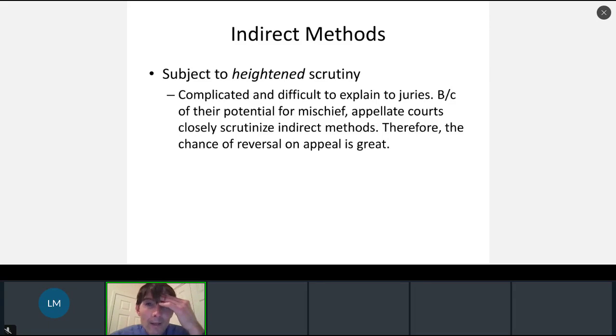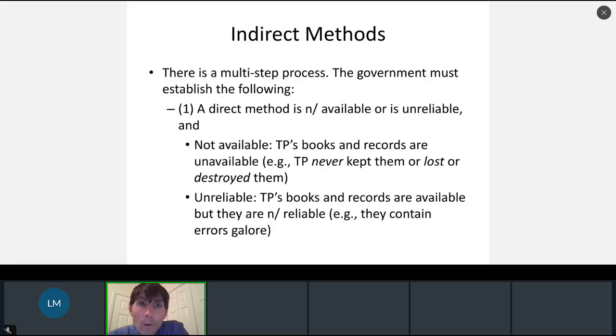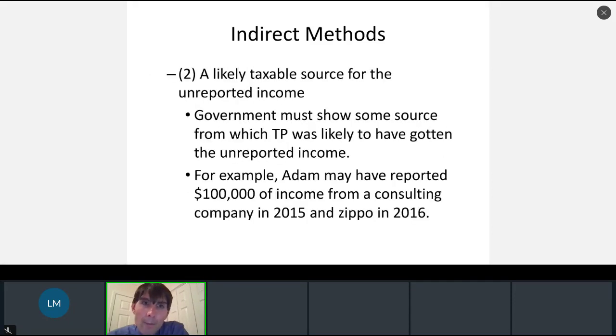It's easy to get lost in the weeds here, and so you can imagine how difficult it is on a jury. Because of their potential for mischief, appellate courts closely scrutinize indirect methods. Therefore, the chance of reversal on appeal is great. There's a multi-step process here, and the government has the burden of establishing the following. Number one, that a direct method is not available or is unreliable. I'm just going to go through the elements and then come back. Number two, a likely taxable source for the unreported income.